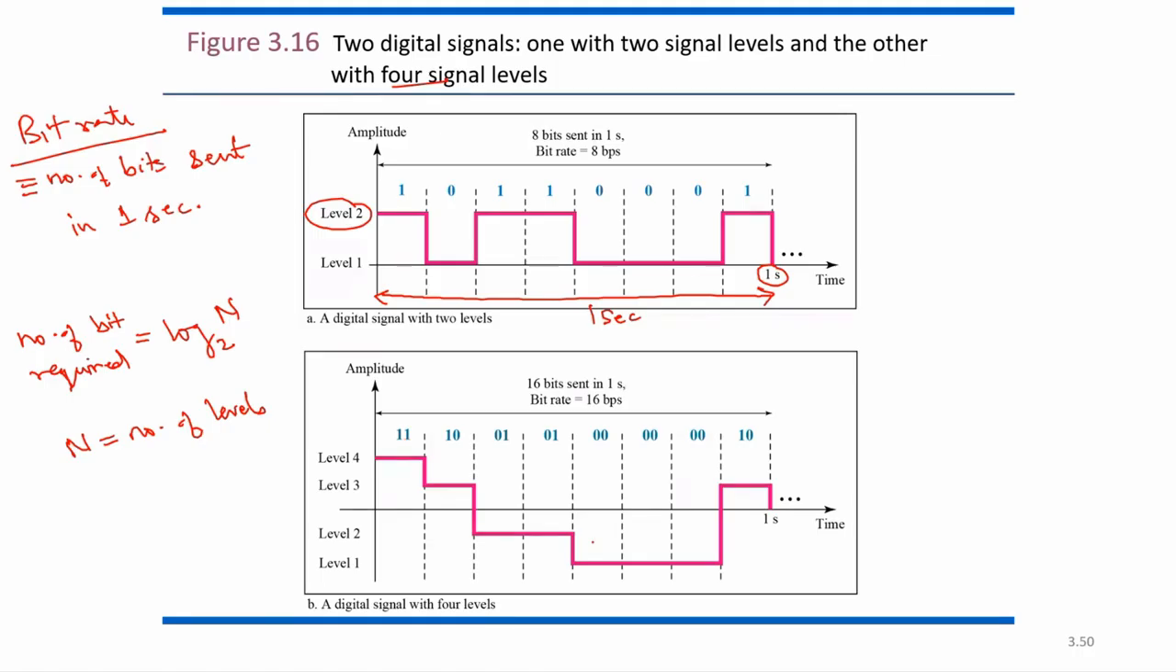In 1 second, how many levels are there? 1, 2, 3, 4, 5, 6, 7, 8. So 8 levels are there. For representing 8 levels, 8 times 2 is 16, so 16 bits will be required. So 16 bits are sent in 1 second, and the bit rate is 16 bits per second.